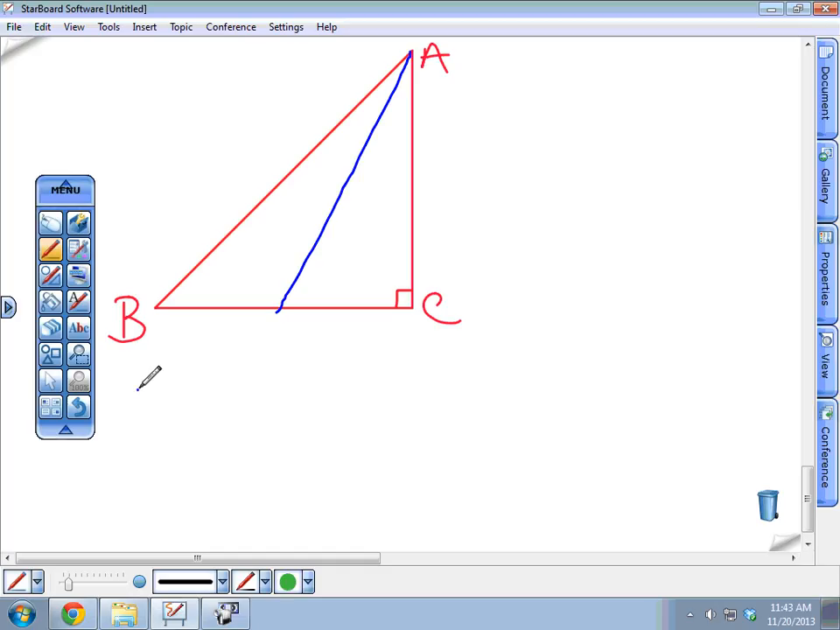So I'll do my median in blue. My altitude is fairly easy because it's just going to be my side, right? Does everybody get that? And then it wanted a perpendicular bisector of AB. So let's get fancy. You can do anything you want.